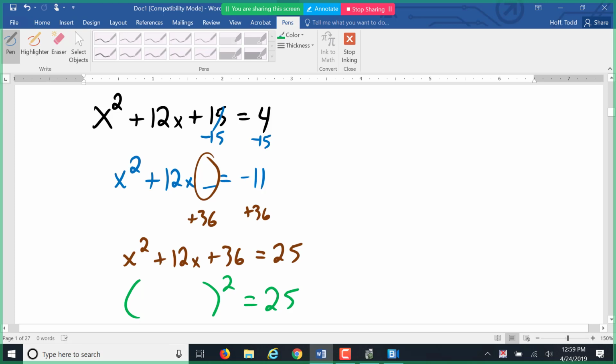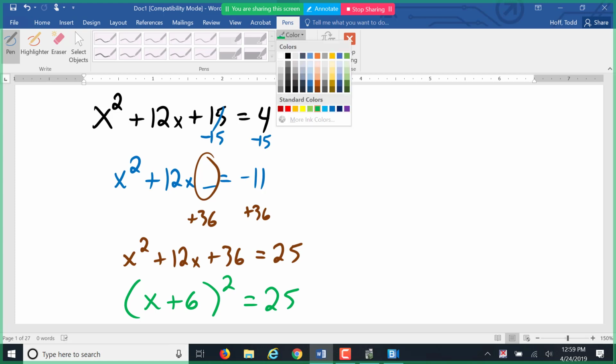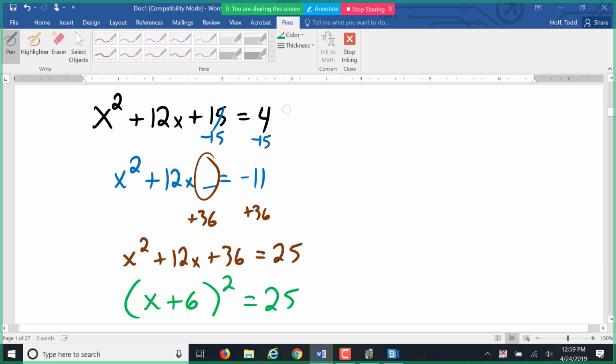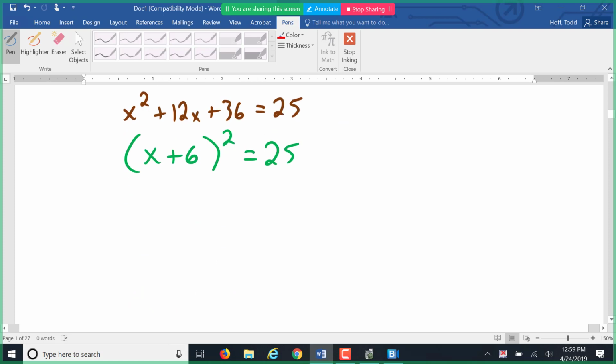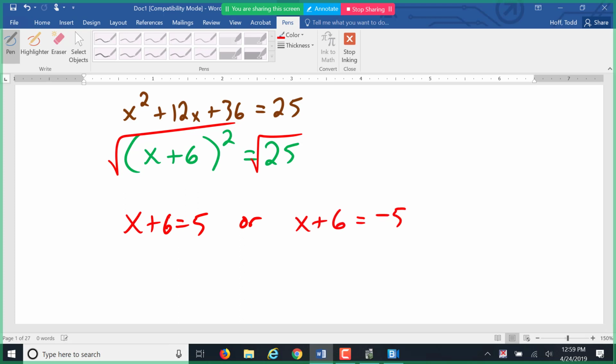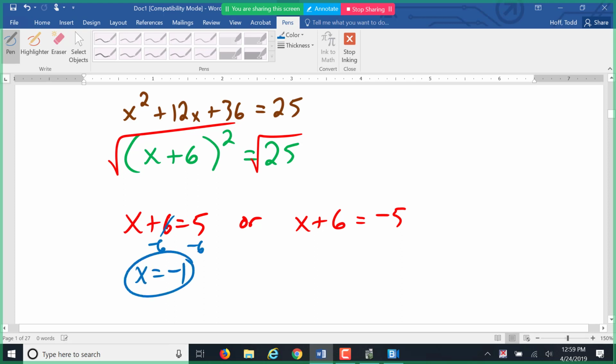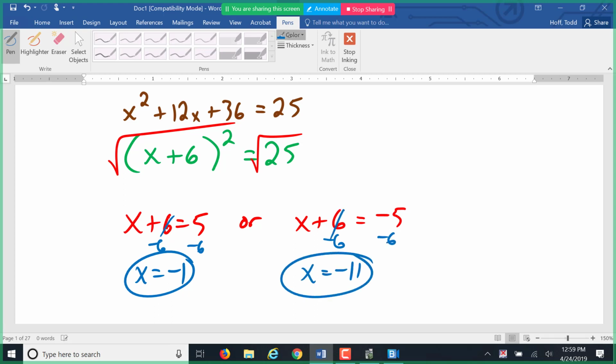What's this become on the left side? x plus 6. Good. And then square root. Good. x plus 6 equals 5 or equals negative 5. So subtracting 6, either x equals negative 1 or x equals negative 11. Both of those work in that equation.